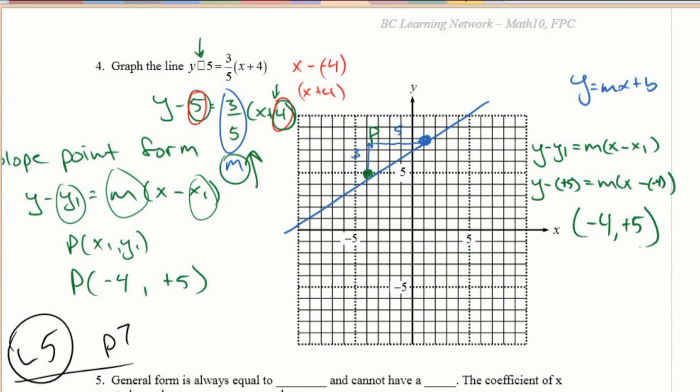So that's the tricky part of slope point form, is figuring out what that point is, because we have to watch our signs. Think of what the general form looks like. I did this over here as well, and then go from there.